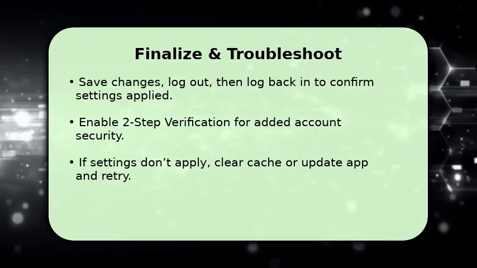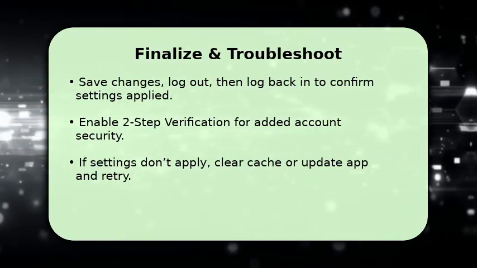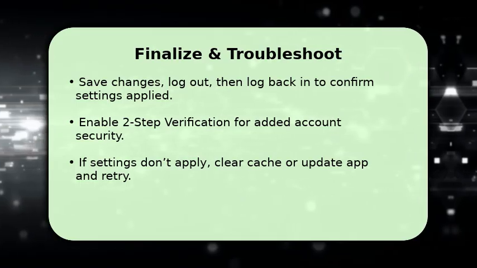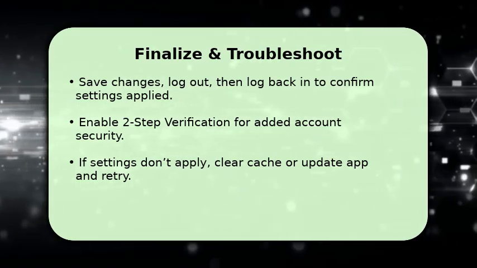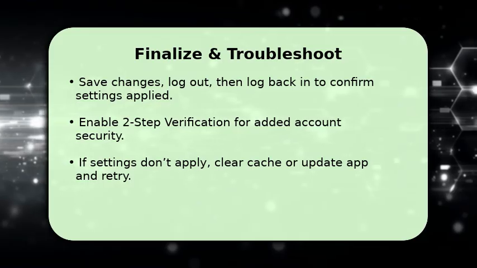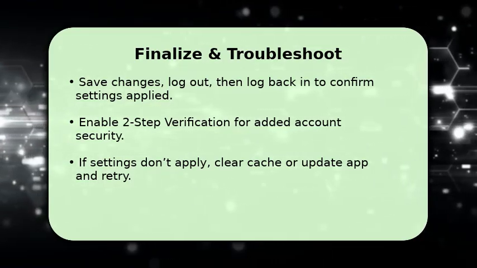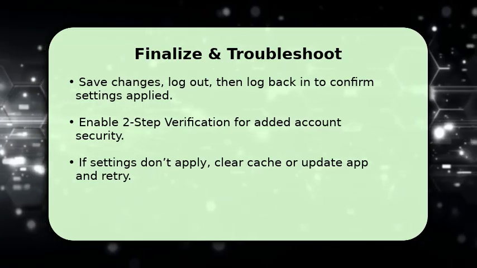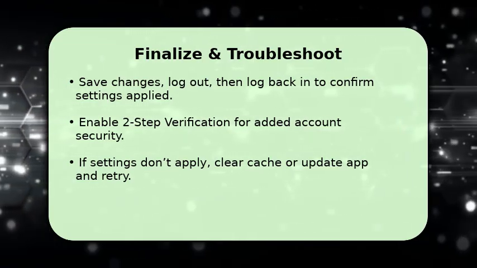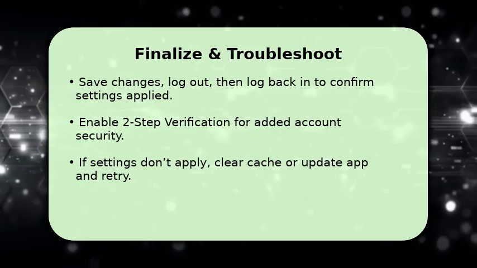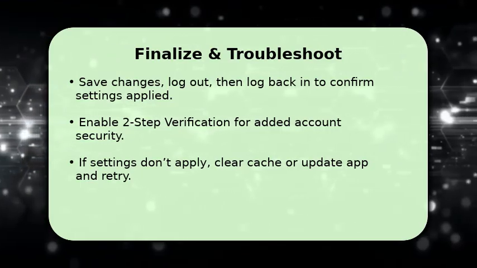Enable two-step verification to lock your account further. This prevents others from changing privacy settings. If you use the mobile app, make sure it's updated. App bugs can block changes. Troubleshoot by clearing cache or reinstalling the app if settings revert. If nothing works, contact Roblox support with your account details and a clear description.